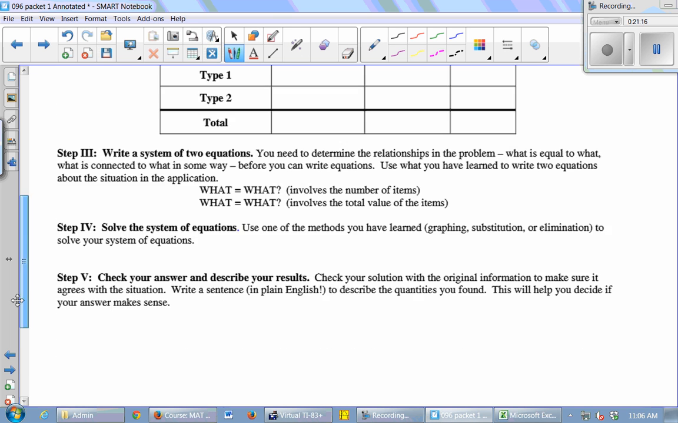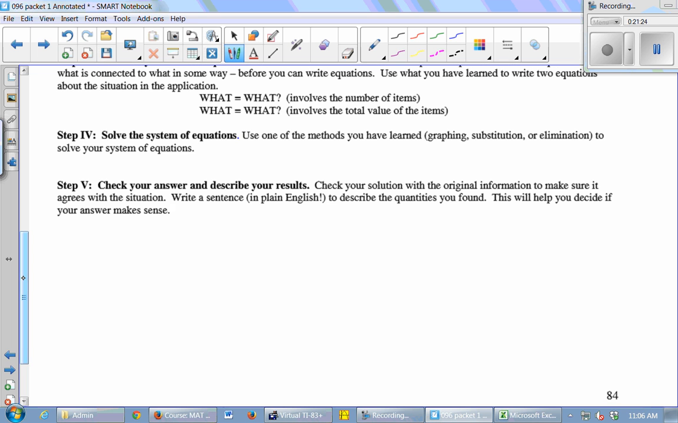Step 3, write a system of two equations. You have to ask yourself what equals what. And then solve the system, and you can use one of the three methods that we've learned. We just reviewed one of them, substitution. And then check your answer and describe your results.